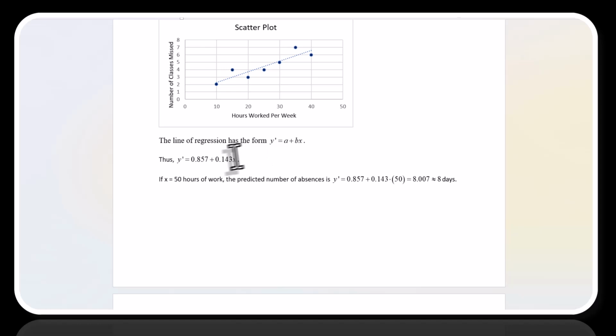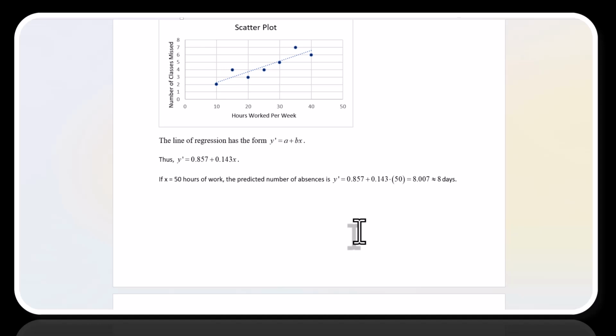The final step is to make the prediction based off the data that the instructor used. You put 50 in place of X, perform some algebra using order of operations, and we end up with 8.007, which we round to 8 days. Thus, a student would, in this class, miss 8 days if they work 50 hours per week.